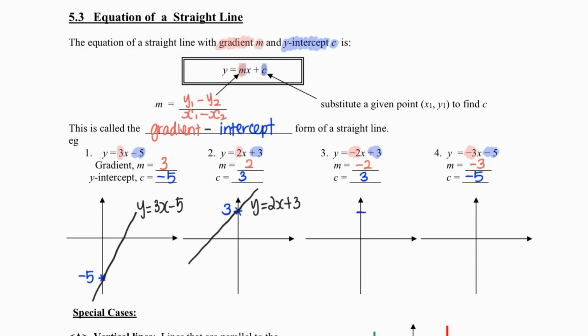Again, the y-intercept is 3, so it's somewhere here. But this time round, the gradient is negative 2, so I will draw a negative slope going down. y equals negative 2x plus 3. And last but not least, the sketch of this will be negative 5, and negative slope. So this one will have to label the graph as well.